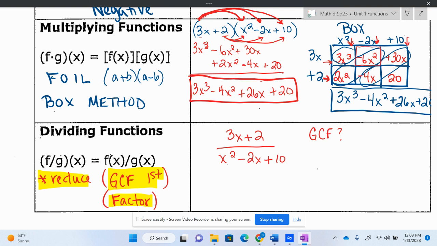So actually 3 and 2 are called relatively prime because they're prime to each other, right? You can't reduce that. There is no greatest common factor in there. So that just stays right like that. You cannot do anything to it.